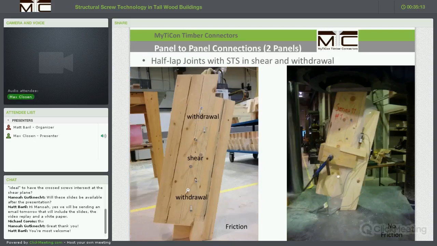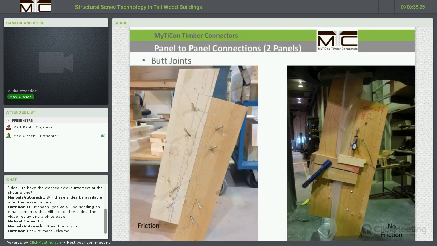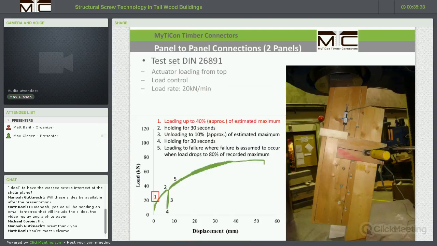Here's the rather interesting application. We basically have screws in withdrawal applications here, and in the center of the specimen there are screws arranged at 90 degrees to the shear plane, which are intended to increase the ductility of the connection system. Again, we completed a test series with the double inclined angle and the butt joint testing.